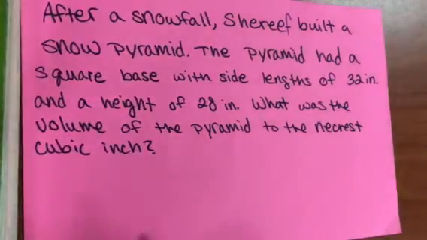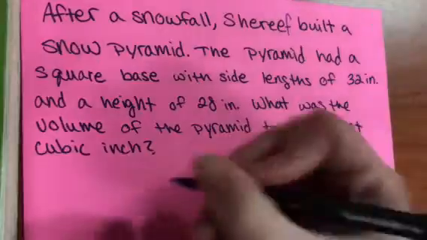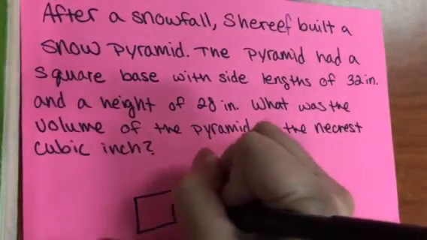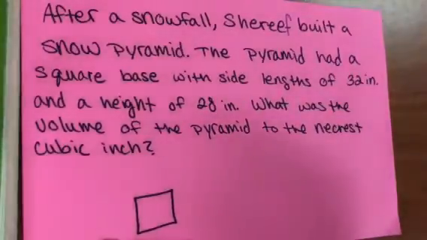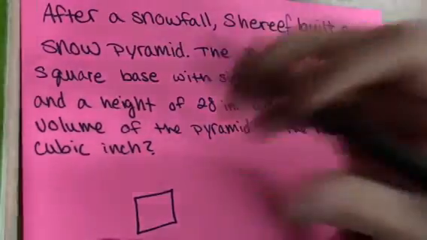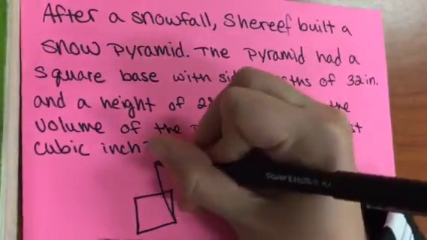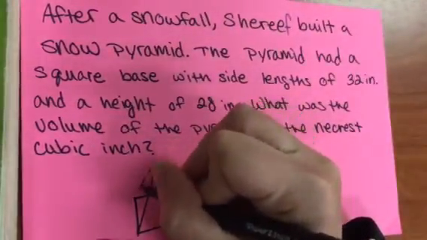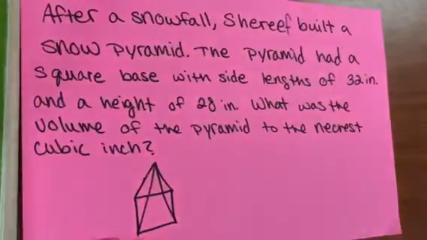So, Sharif is building a snow pyramid. It has a square base. I'm very visual, I need to draw this out. So I know I have a square base. And now bear with me, guys, I am terrible at drawing pyramids, but we are going to make it work. There you go. Perfect.